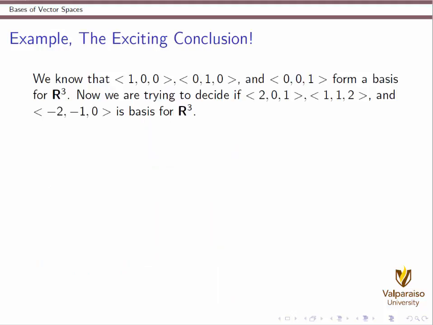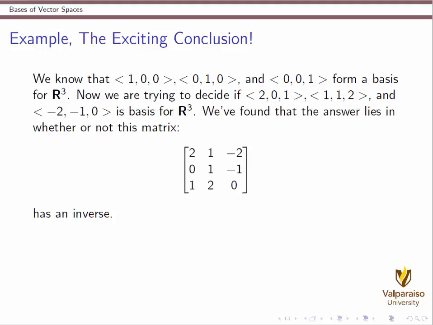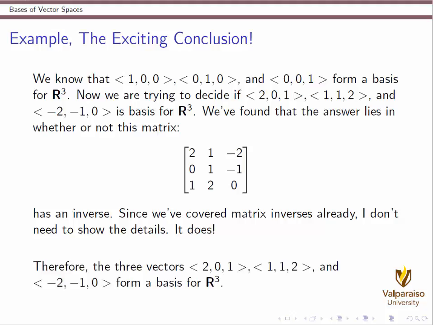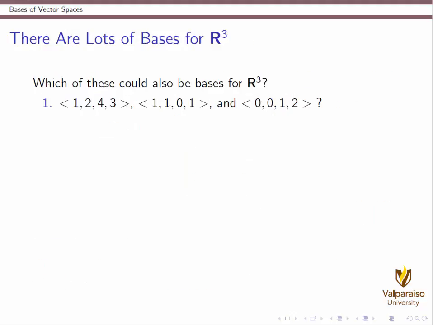So again, running through it, we know that we have a basis set already for R3. It's a great basis set. There's nothing wrong with it. In fact, it's the best basis set you can have, but just for funsies, we're trying to decide if these other three vectors could act as a basis for R3. We've decided that that is determined by whether or not this particular matrix has an inverse. You've already done this. So you could find out, as I have, that this matrix does have an inverse, and that means that these three vectors span all of R3, they are linearly independent, and therefore they are a basis for all of R3.